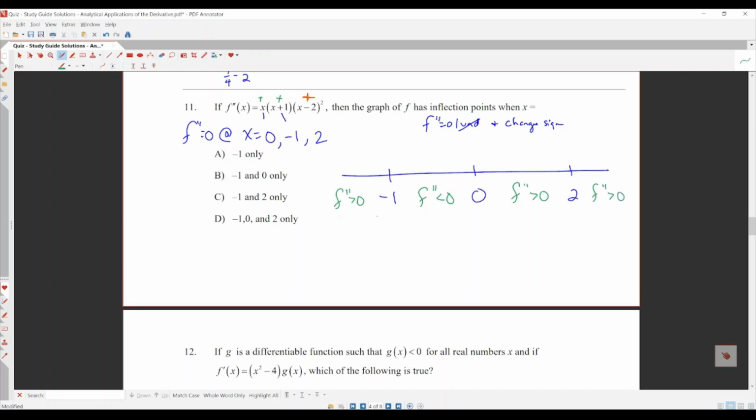So because there's a change here, this is a point of inflection. There's a change here, that's a point of inflection, but there's no change here, so this is nothing. So we have a point of inflection at -1 and 0.